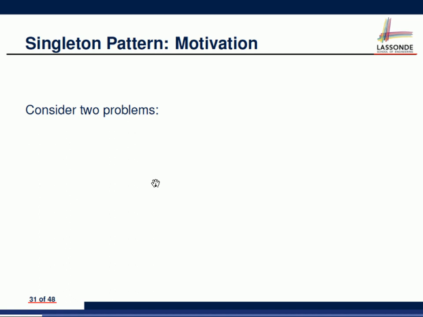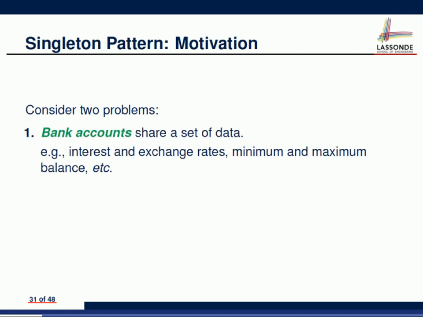Again, as I always say, in order to introduce a design pattern, let's see what the problem is. So now let's say we have bank accounts, and somehow the bank accounts share a set of data. It could be what should be the minimum balance, what should be the maximum balance allowed in that particular bank, what should be the interest rate, and what should be the exchange rate. One thing to note: these things, especially interest rate and exchange rate, change all the time. They are not stable.